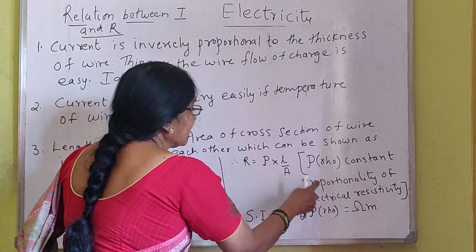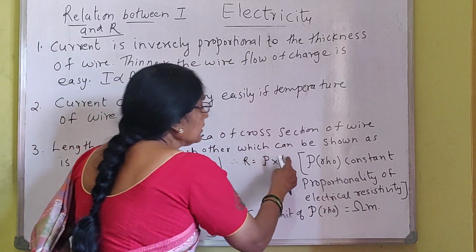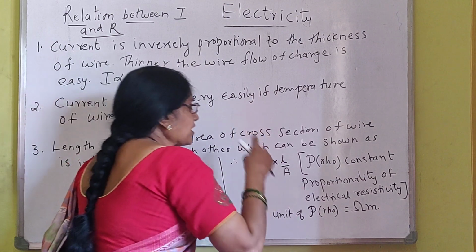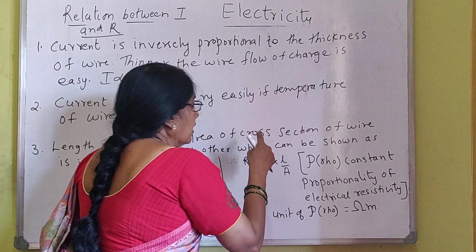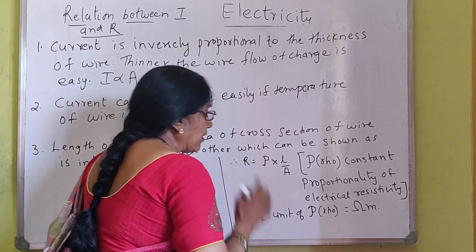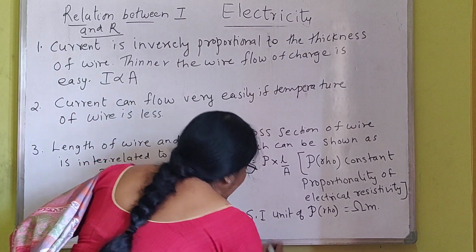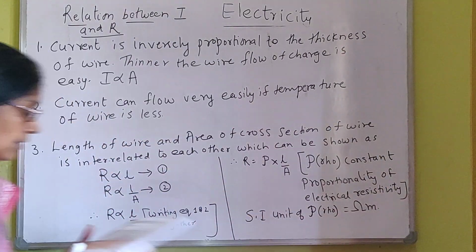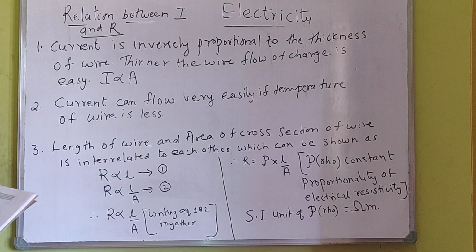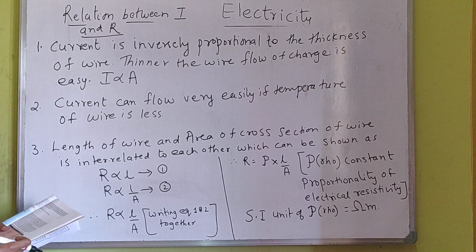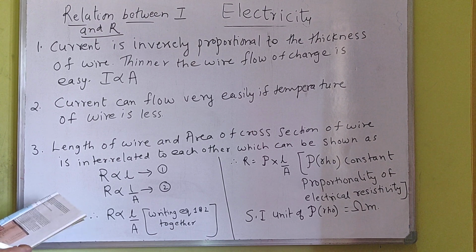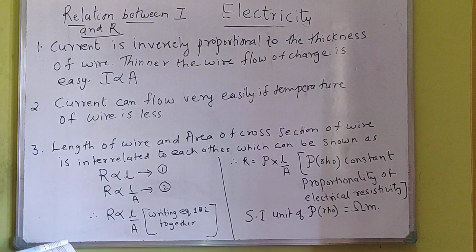So this is a relationship where, if the length of the wire is given, the cross-sectional area of the wire is given, and the rho value is given, then we can find out the resistance. The value of rho has a certain fixed value which we can get through calculation, and the value of rho will remain constant. By substituting the value of rho, we can get the value of resistance.